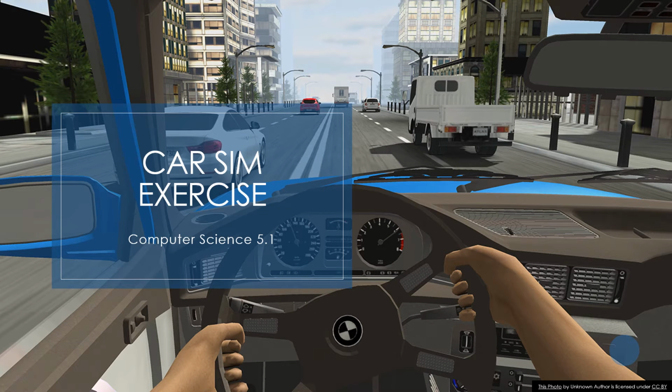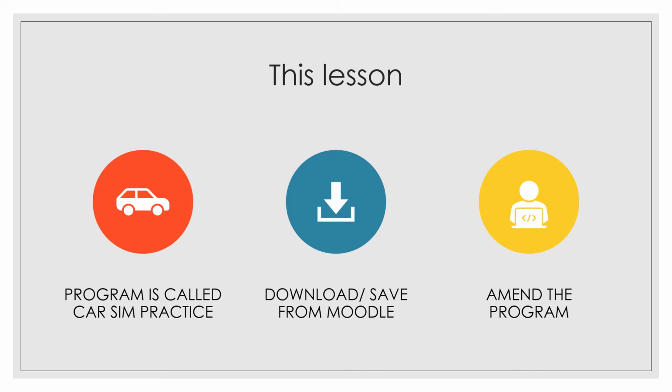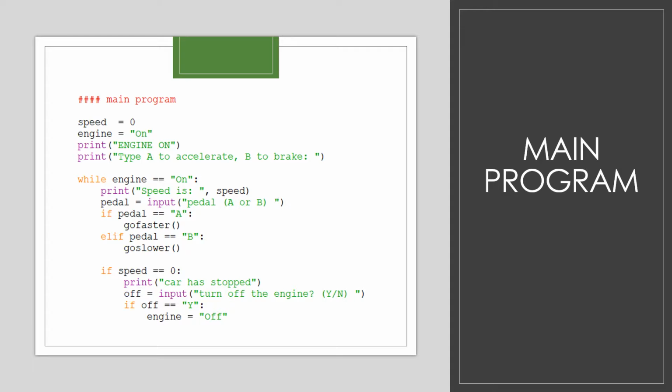Welcome back. This is a very short lesson which introduces a programming exercise called the car sim exercise. In this lesson, you'll download or save a program called Car Sim Practice. If you're not one of my students, you won't have access to this program and you can simply copy the code that's shown on the screen. It's quite short. Anyway, during this lesson, we're going to amend the program and then I'm going to set you some further tasks to do.